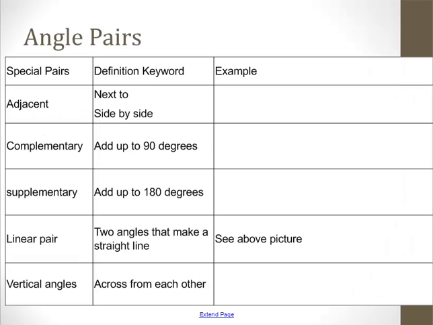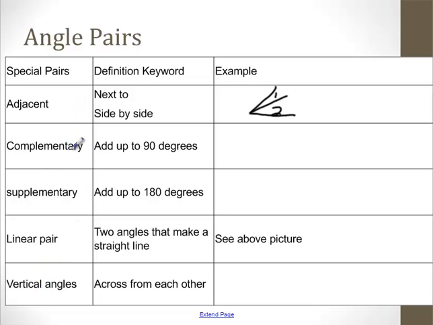All right, so we've got our 5 essential angle pairs. We have adjacent angles, complementary angles, supplementary angles, linear pairs, and vertical angles. And I already went ahead and typed in the definitions to help you out. Adjacent angles are next to each other, or you could call it side by side. Okay, so adjacent angles, if I were to draw 2 angles here, angle 1 and angle 2, those are adjacent because they're touching, because they're next to each other. That makes them adjacent.